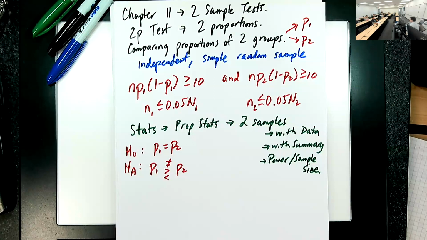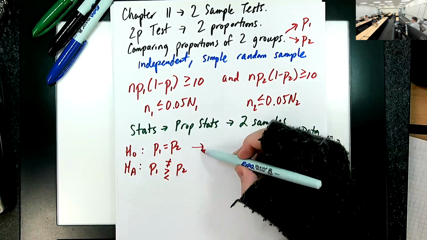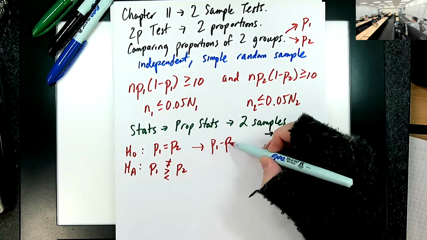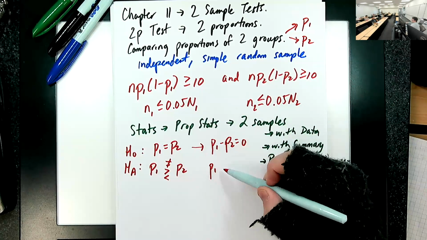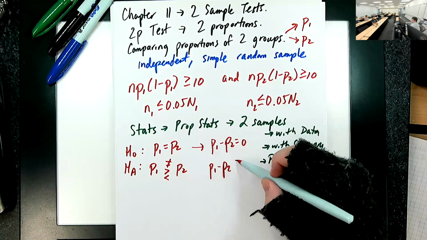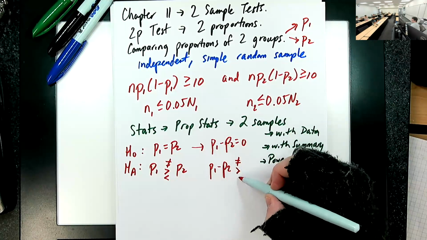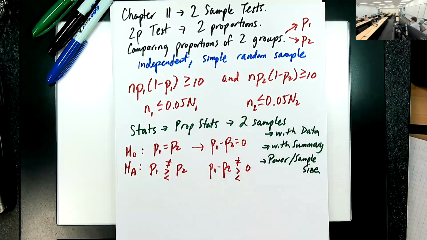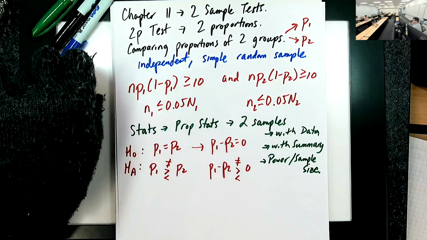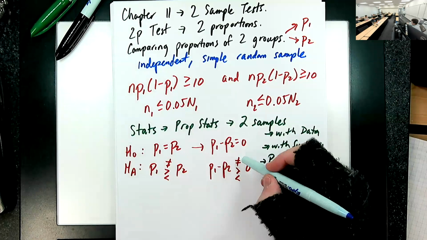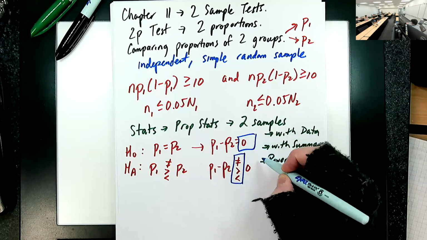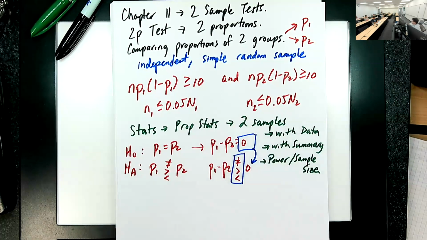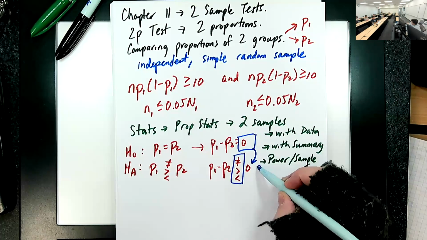That's not what StatCrunch does, because StatCrunch likes to do you dirty. What they did is they subtracted P2 from the right and put it on the left. So now it's P1 minus P2, not equal, less than, or greater than 0. The things that you can edit are this symbol right here and this value right here, which automatically translates over there. You should leave that 0 alone.